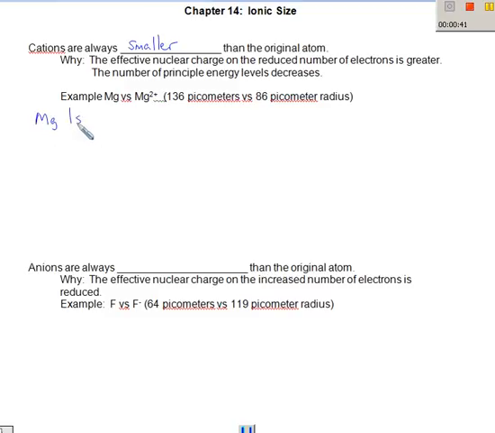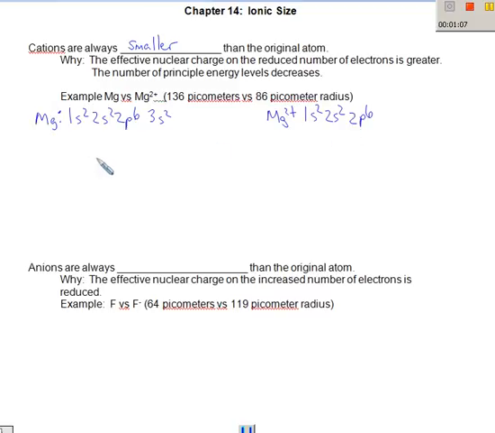Magnesium is 1s2, 2s2, 2p6, 3s2. Now, if we're going to form magnesium 2+, that means two of these electrons are going to be lost. So magnesium 2+ will have the electron configuration of 1s2, 2s2, 2p6.